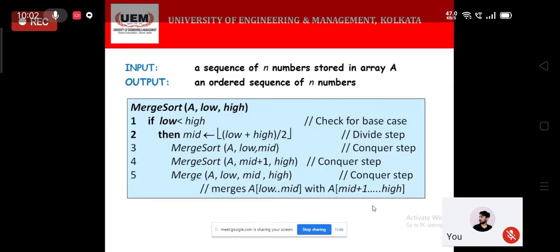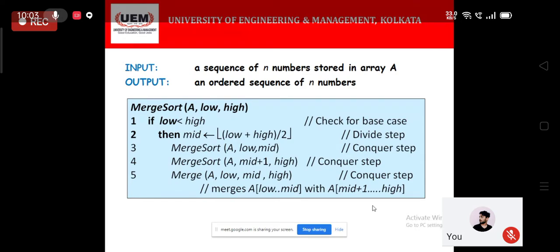Now look at the thing written in this way. The merge sort function is being called with the base address of the array A. Low is the first index and high is the last index. Now, if low is less than high, means still low is less than high, you can continue. And when there is a single element, then only low and high will become equal.